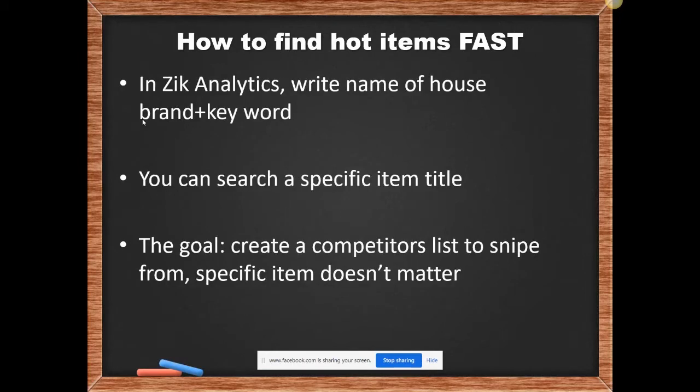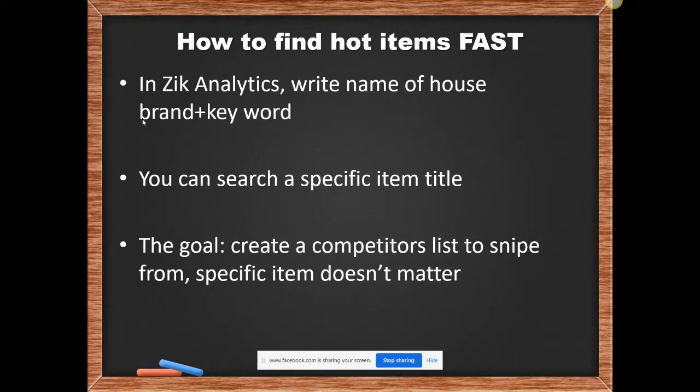Now we're going to go to Zik Analytics, and in the search bar we're going to write the name of the brand plus a keyword. For example, if we know that Mainstays sells home and garden items, like furniture, bed sheets, kitchen appliances, you can go to Zik Analytics and in the search bar write Mainstays sofa or Mainstays bedsheet. And that will be enough.